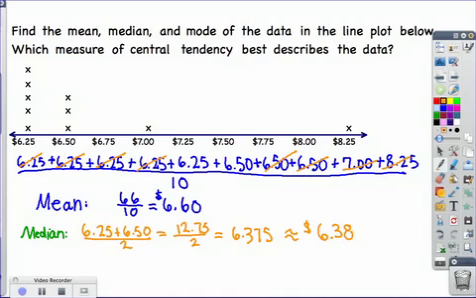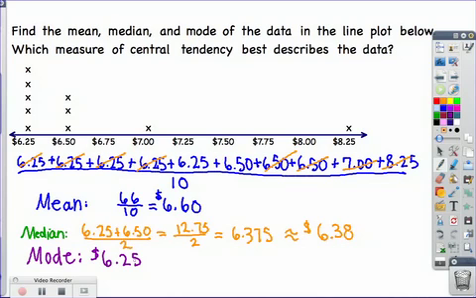And finally, our mode, or the most popular answer. Since 5 people say they earn $6.25, and there are only 3 people that earn $6.50, 1 person that earns $7, and 1 person that earns $8.25, the most popular answer would be $6.25.